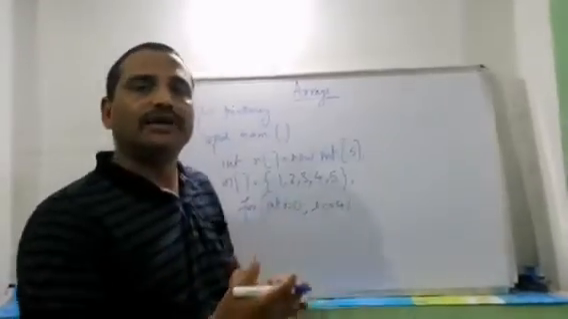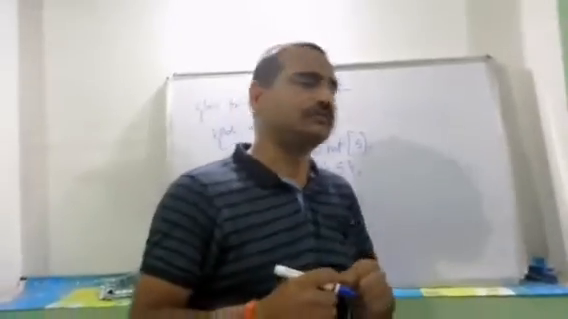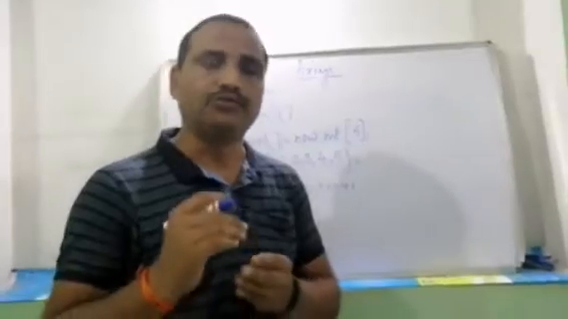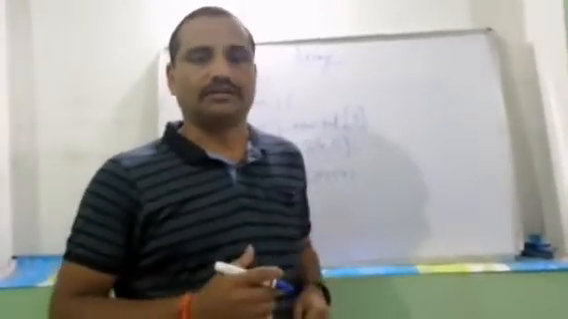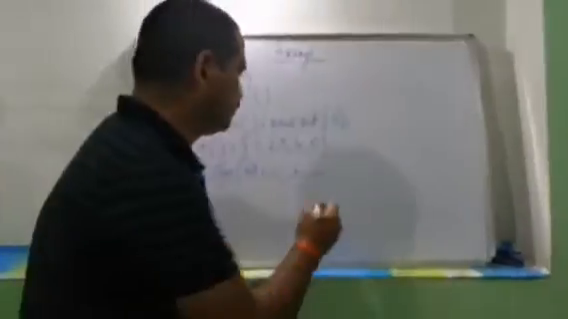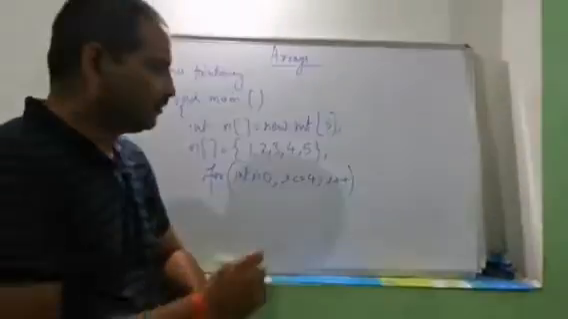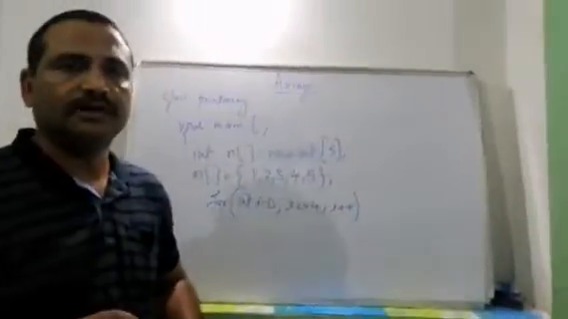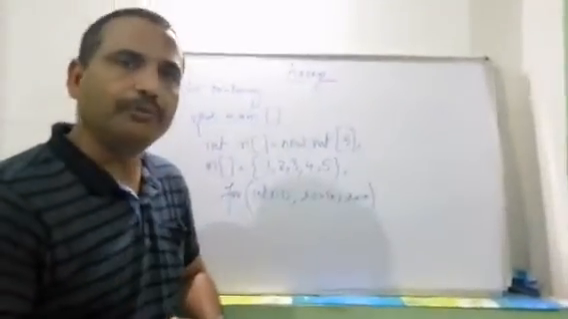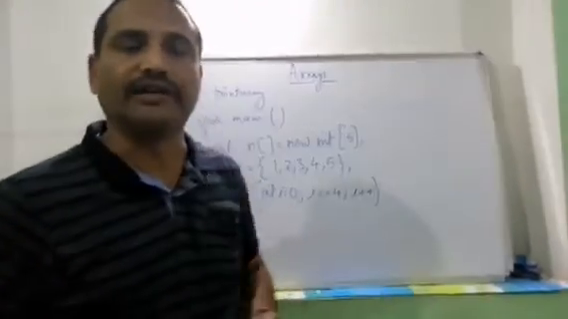After 0, the index value will be 1. After 1, the index value will be 2. Index values should be only positive, they cannot be negative, and they should be in increment order. After 0, it will be 1, then 2, then 3, then 4, like this. So for that, we have to write i plus plus. So this loop we have formed. How many times will this loop execute? 5 times. And how many values do we have to print? 5 values, because 5 values are stored in one array variable.